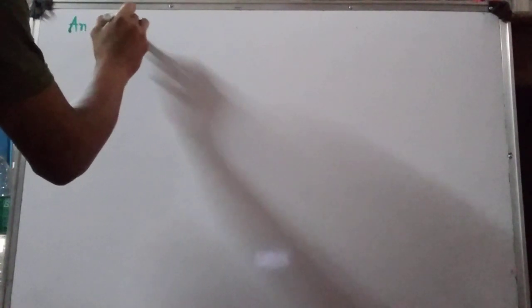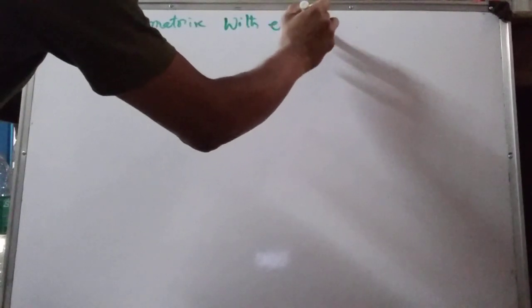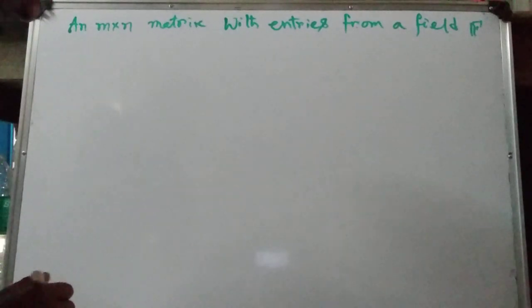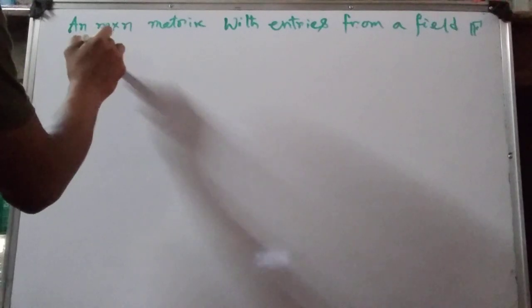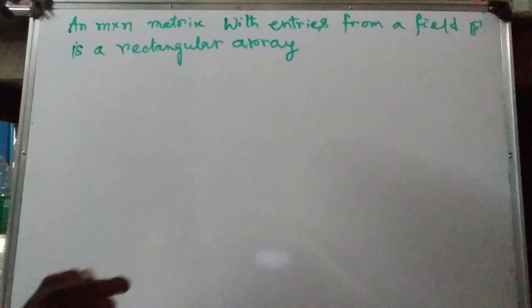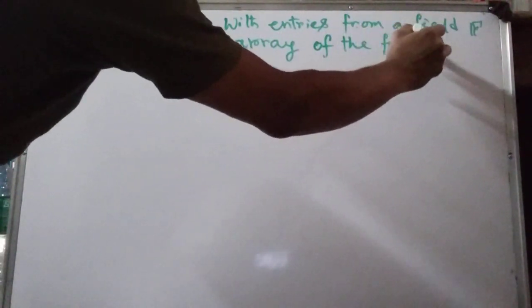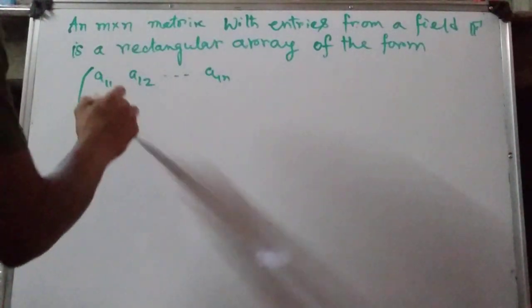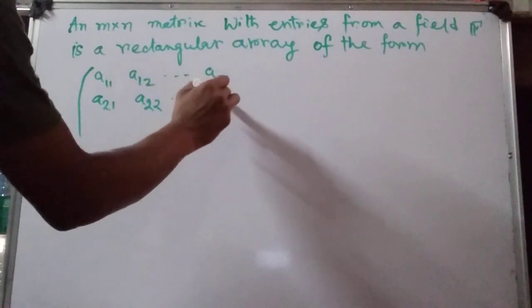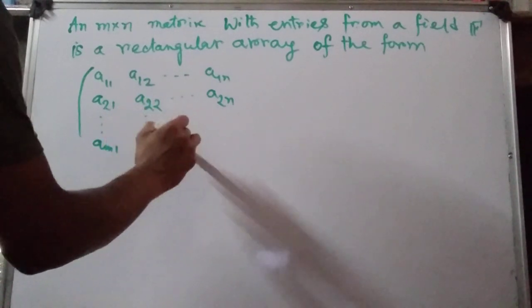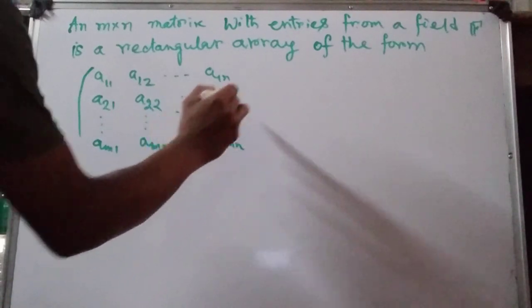An m cross n matrix with entries from a field F is a rectangular array of the form: a11, a12, up to a1n; a21, a22, up to a2n; and so on, down to am1, am2, up to amn.